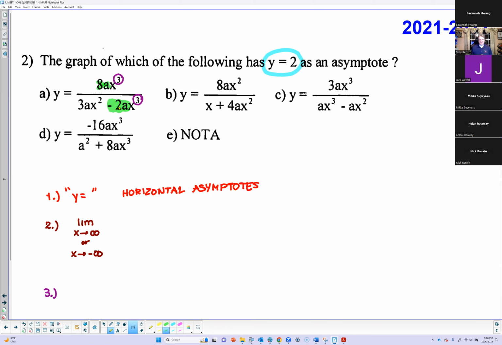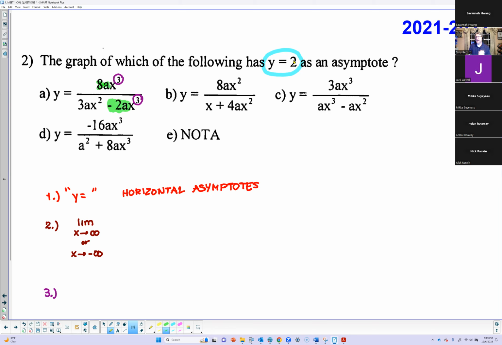What does that divide to make? Negative 4. That's the horizontal asymptote for the graph in part A. Is that equivalent to 2? No. And so what you're going to want to do, guys, is keep following that process, and you should get an answer.